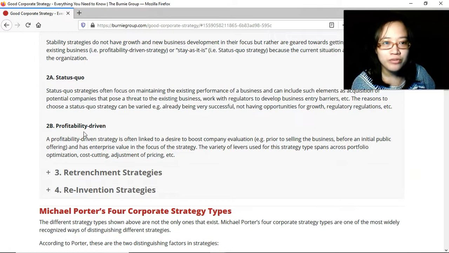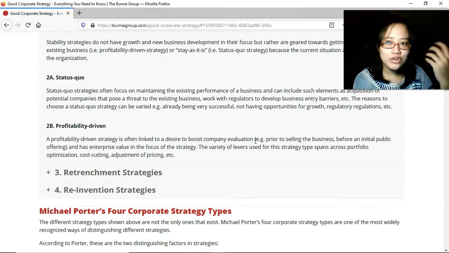Okay, and then the next one, profitability driven. So although stable siya in a sense na ganun pa rin yung level of activity niya, but they can make improvements on the current operations. Okay? Kumbaga, yun na yung level ng production, yun na yung target sales nila, yun na rin yung customer base nila, but they can increase their profitability by, let's say, reducing the cost, making the operations more efficient, mga tipong ganon, okay? So, eto naman, linked to a desire to boost company valuation.